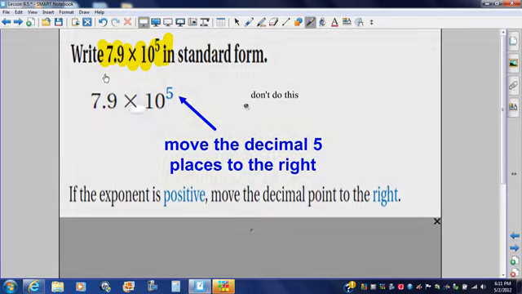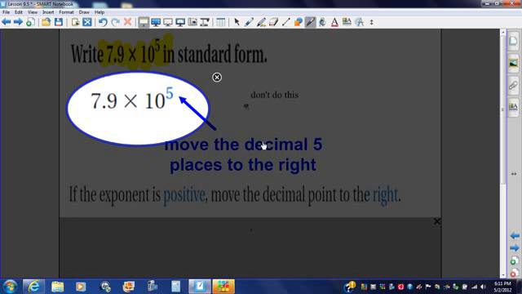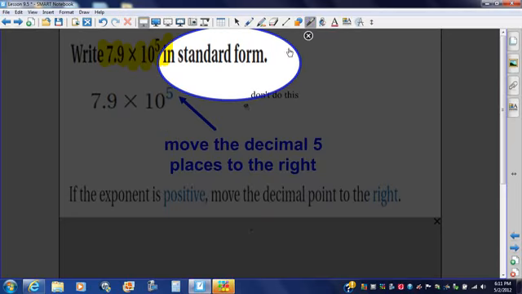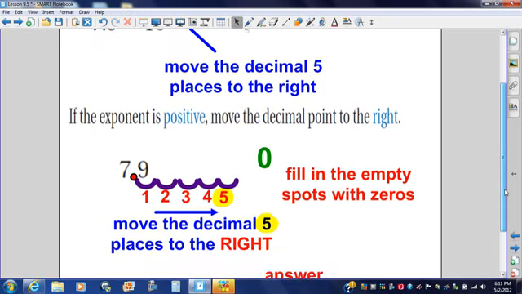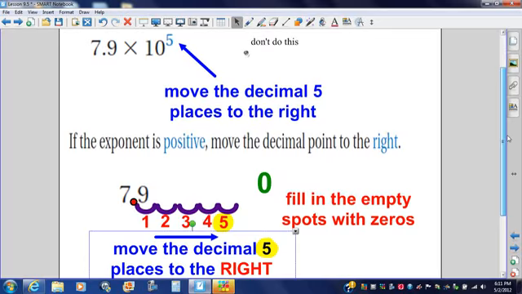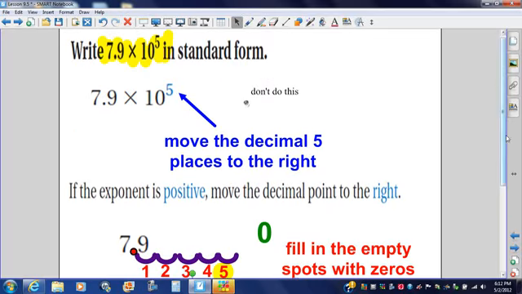I apologize. Please write 7.9 times 10 to the 5th power on your paper. This is our 3rd example. This is scientific notation. We are going to write our answer in standard form. Notice that I have a positive exponent, so I'm going to move my decimal 5 places to the right. If the exponent is positive, move the decimal to the right. I will move my decimal to the right this time because it is a positive exponent.